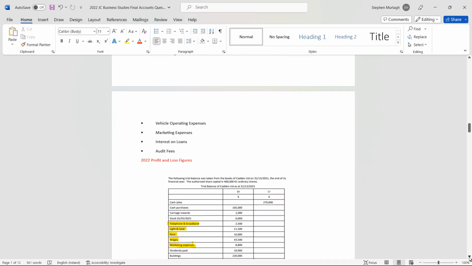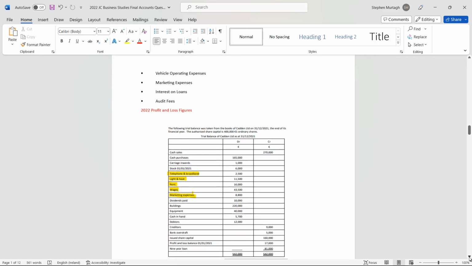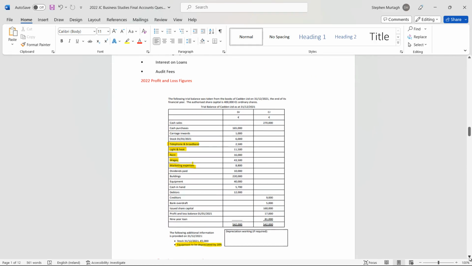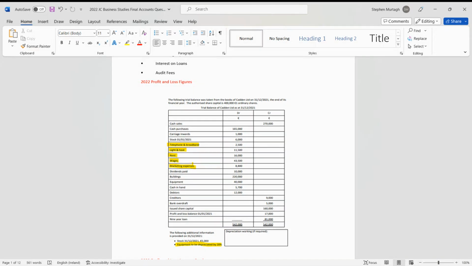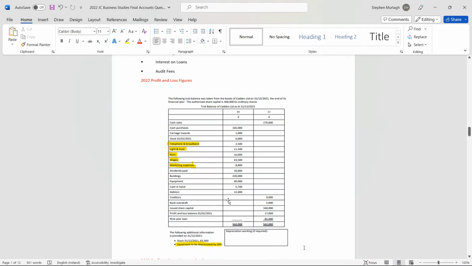See more common ones there. So in this particular question, I'll just use a yellow highlighter now to show you. You've got telephone and broadband, light and heat, rent, wages, marketing expenses, and then you've also got your fixed asset, which needs to be depreciated by 20%. And all you would do there is in the box here, you would say 40,000 by 20%. And that's what's going to give you the depreciation figure.